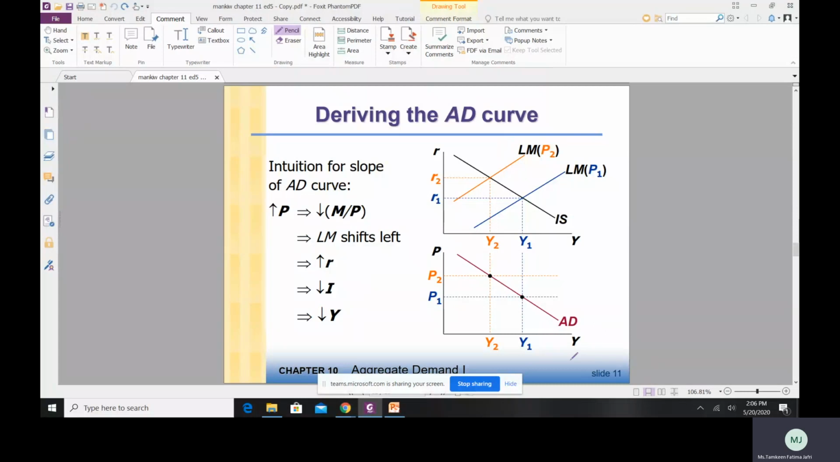So just to keep this point in mind, if the LM curve is shifting because of change in price level, that would result in movement along the aggregate demand curve. But aggregate demand can shift because of a shift in the LM curve due to any reason other than price, or aggregate demand can also shift because of a shift in the IS curve.